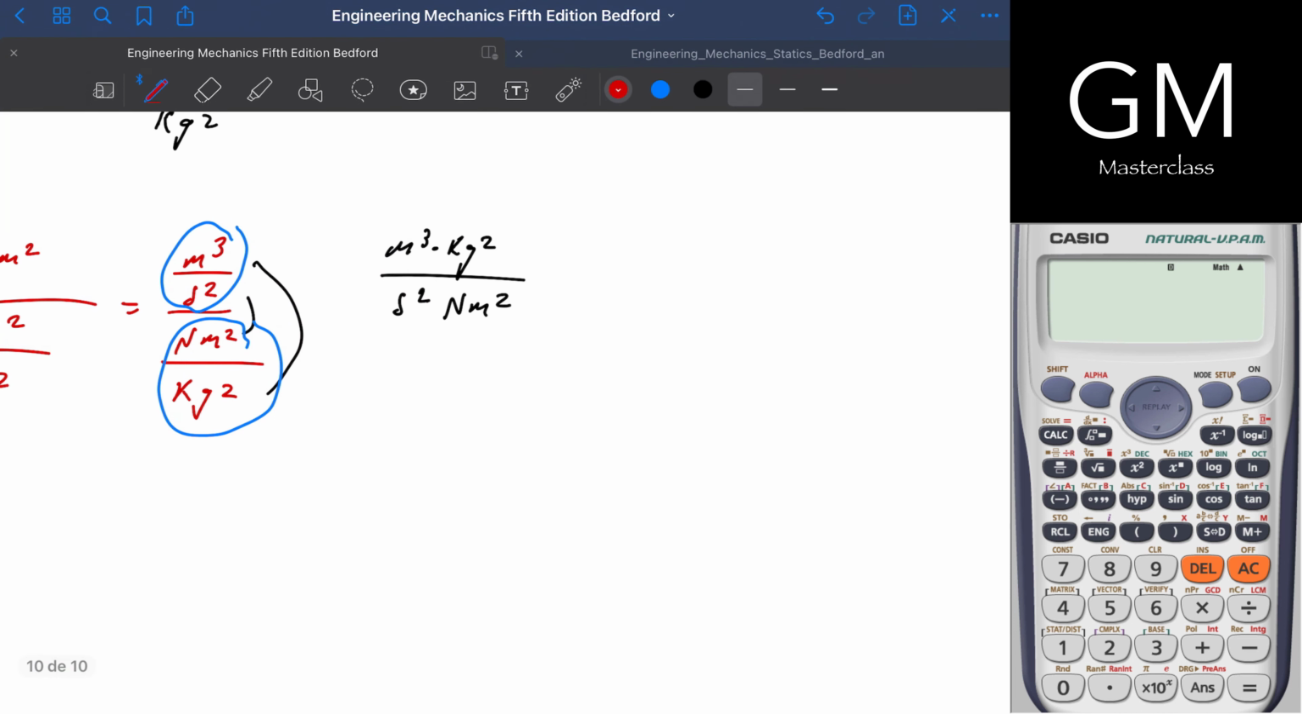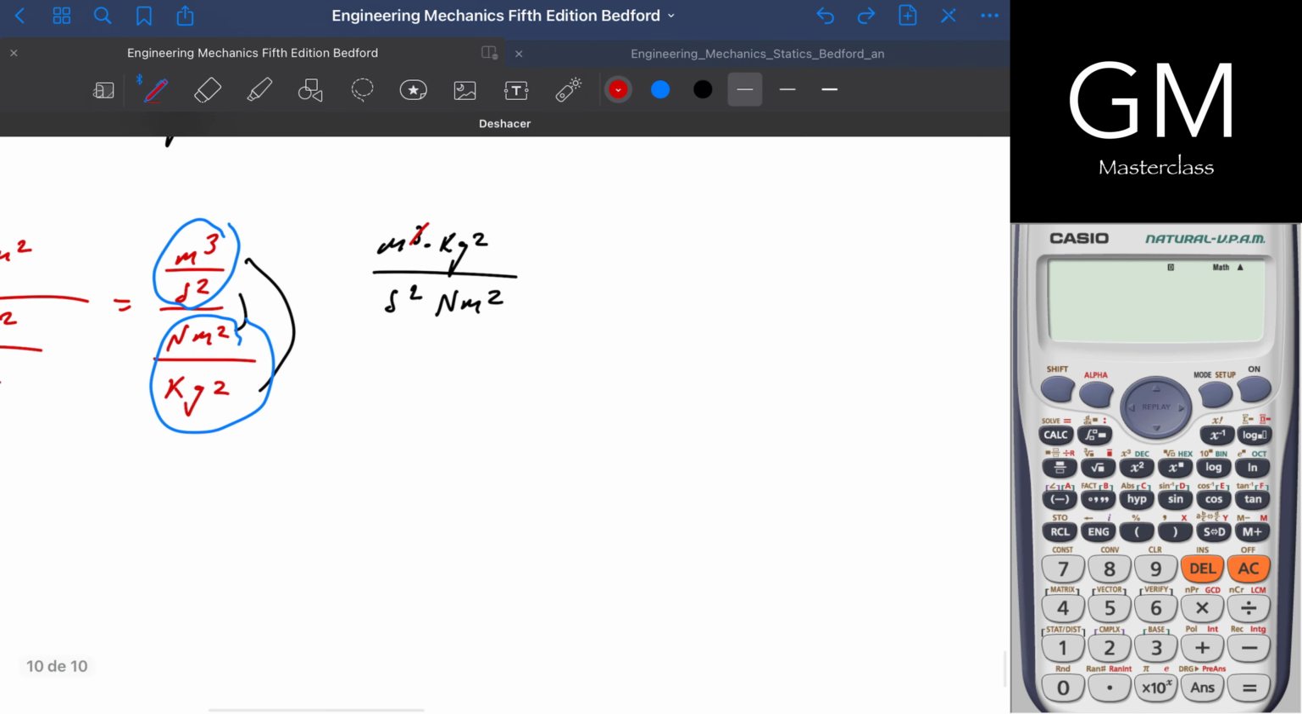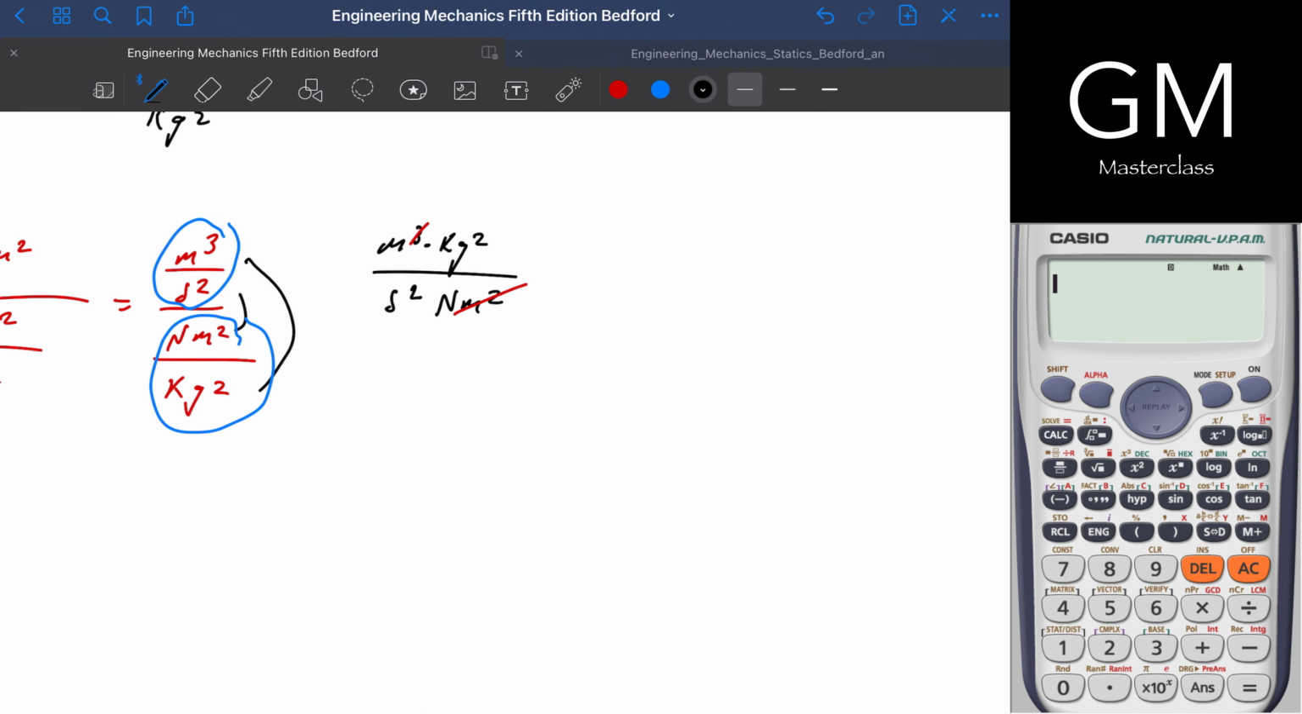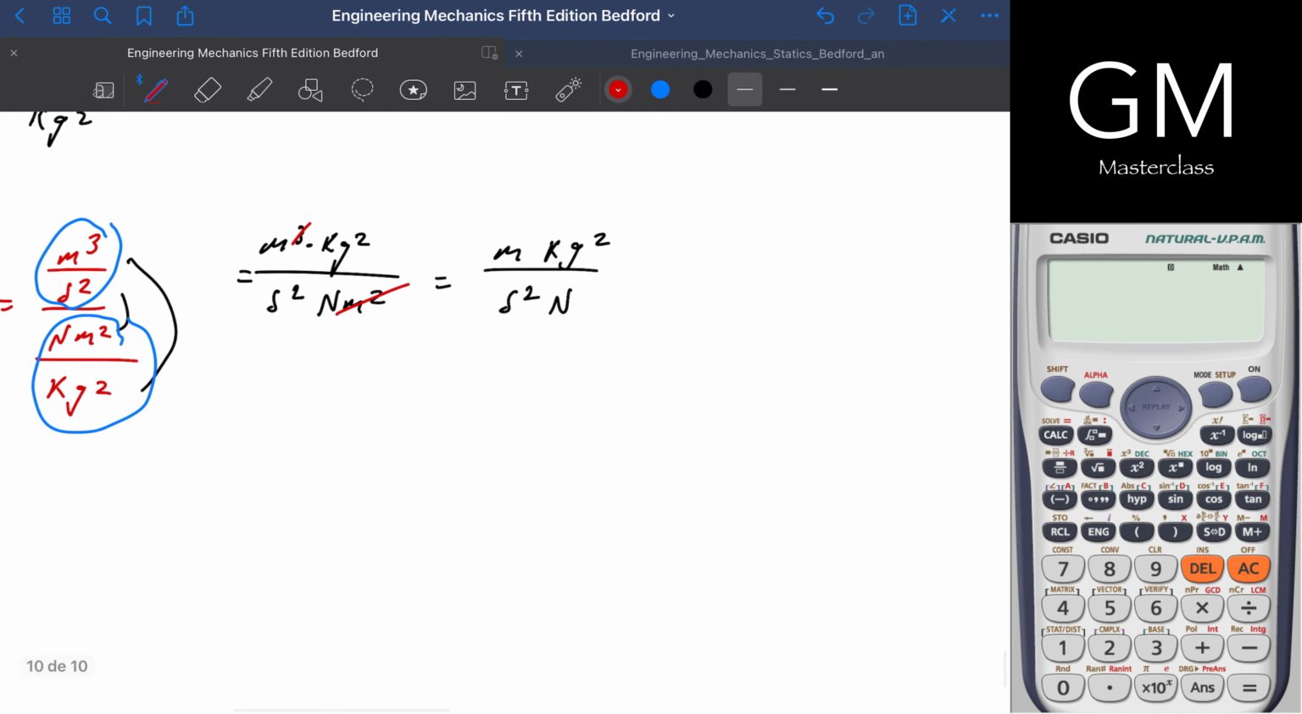So the first thing that I could do here is eliminate 2 of these 3 meters with these 2, and the answer at this point is meters multiplied by kilograms to the second power divided by square seconds multiplied by newtons. These newtons describe a force, and a force, because of Newton's second law, is equal to mass multiplied by an acceleration.